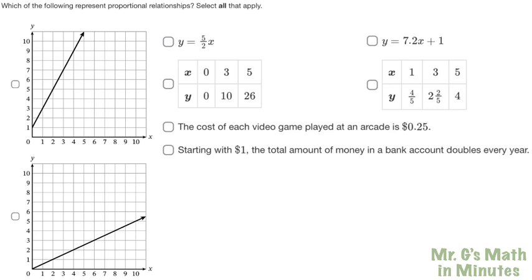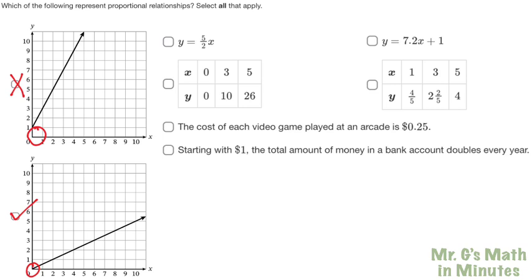Taking care of the graphs first, I'm pretty sure everybody remembers the rules for graphs. This one is not proportional because it is a straight line, but it does not pass through the origin. This one is a proportional graph because it is a straight line and it passes through the origin.